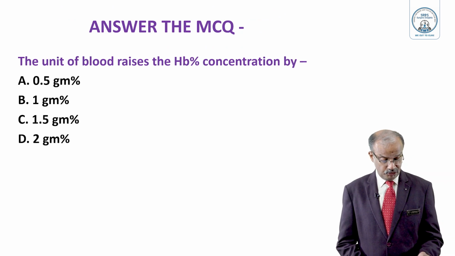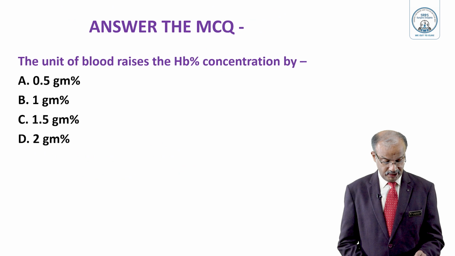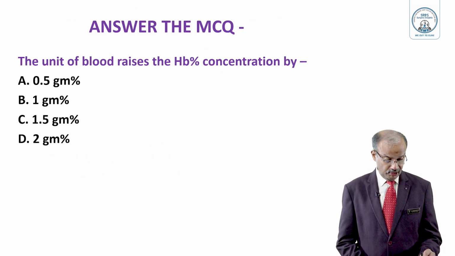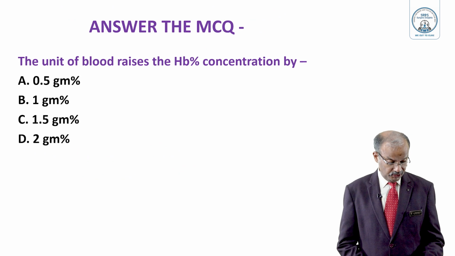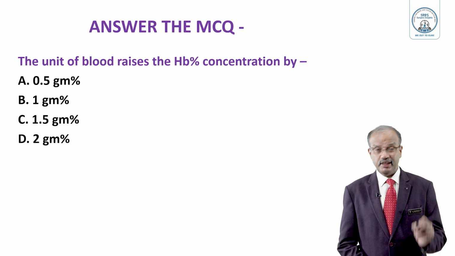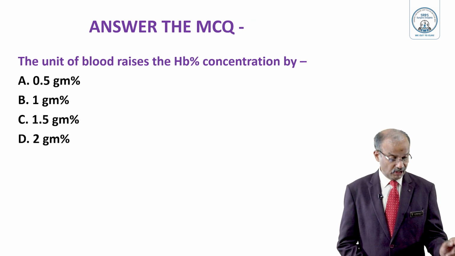Answer another MCQ. One unit of blood raises the hemoglobin concentration by: A. 0.5 gram percent, B. 1 gram percent, C. 1.5 gram percent, D. 2 gram percent. Again, students, please put the right answer in the comment box.